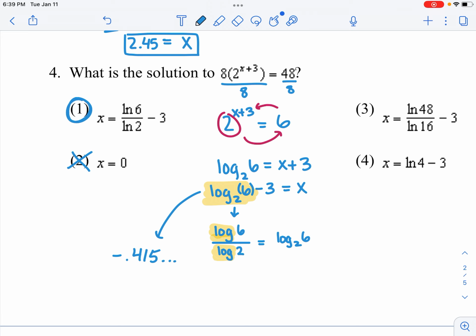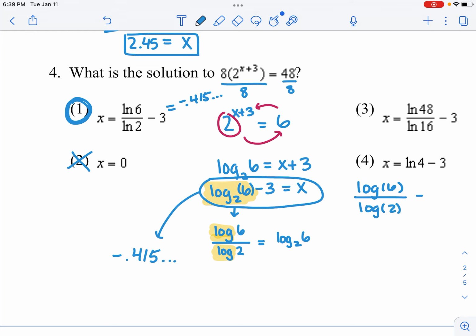So one way to get this question right is to solve this the way we have, type in the answer we got and compare it to the answer choices to see which ones match, and choice 1 does match. The other way is to become familiar with this change of base idea, and instead of leaving our final answer like this, we could have log of 6 divided by log 2 minus 3 equals x. Or, as you can see here, all the choices didn't use the common log, they used the natural log. So just to show you that these are equivalent.